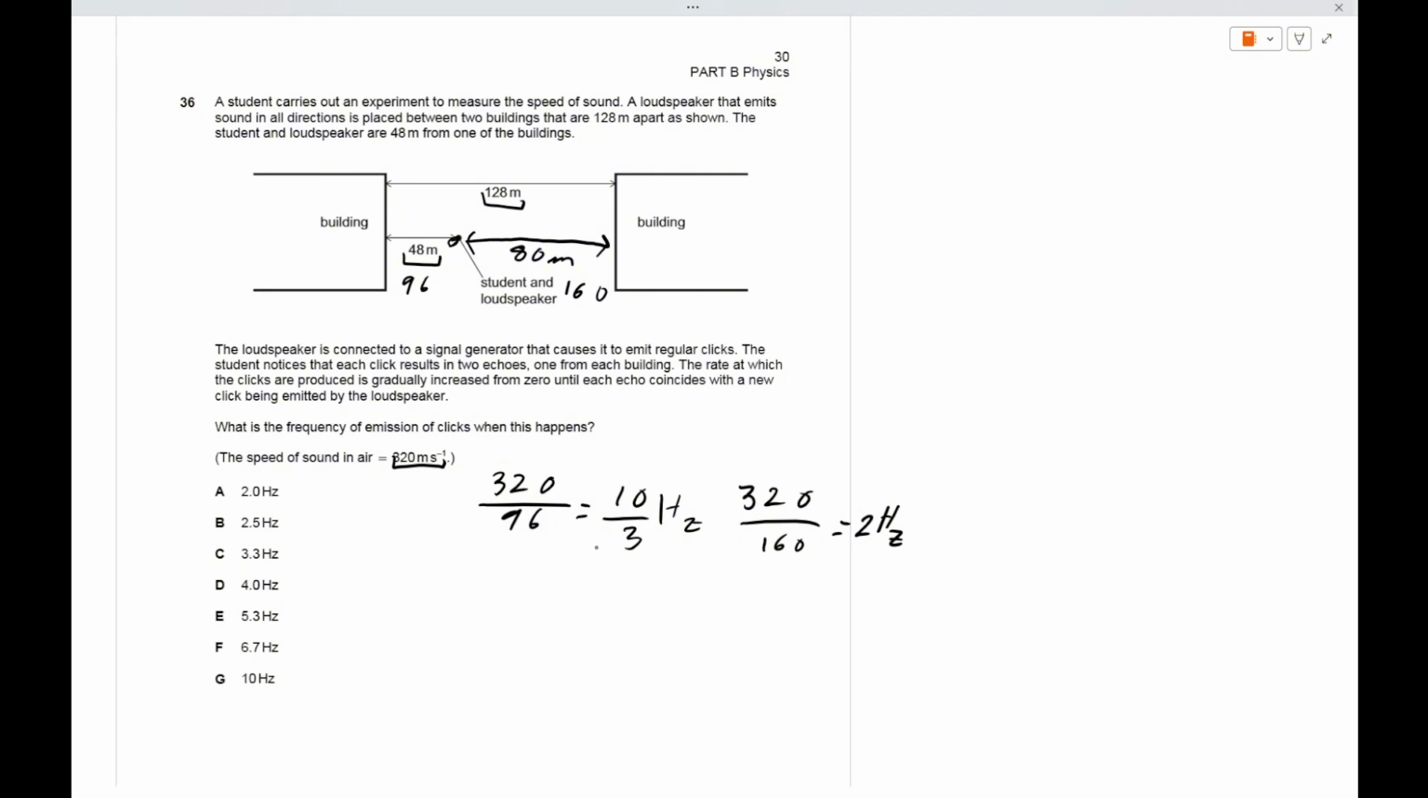And from this, we have to find the lowest common multiple between these two, which is clearly 10, because it has to be multiple integers. If we times this one by 3, we get 10. If we times this one by 5, we get 10, only 10.